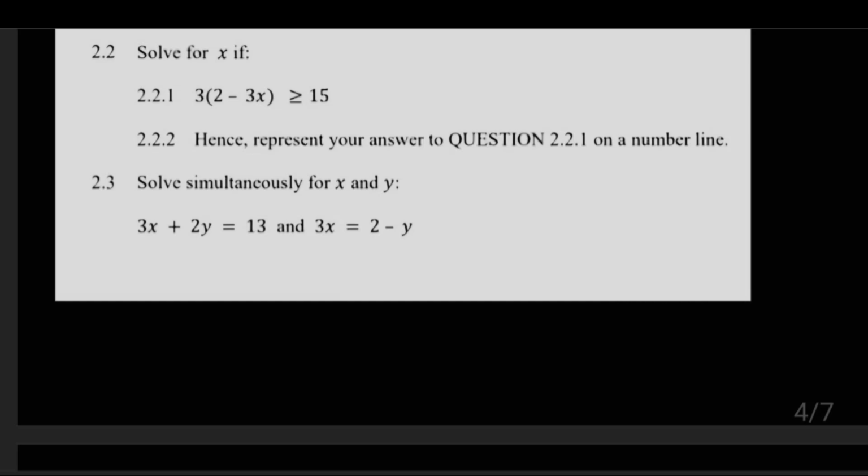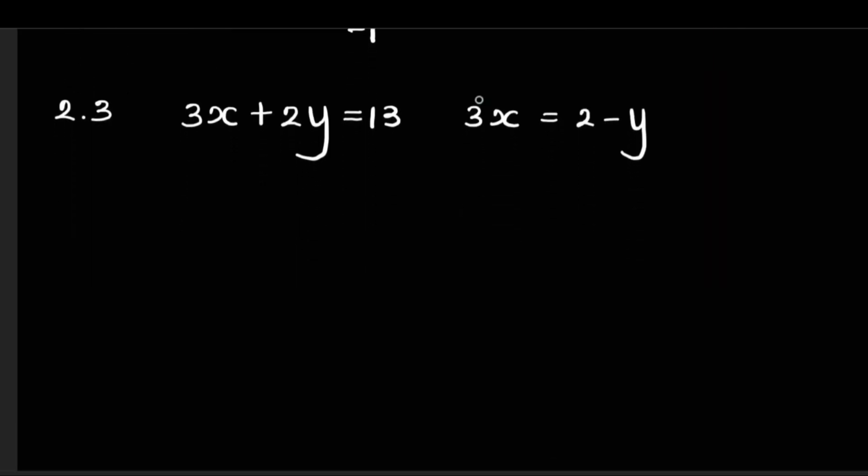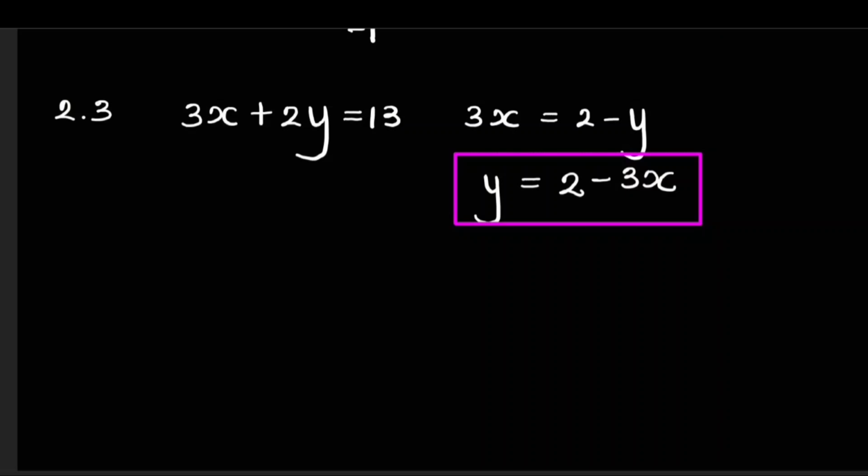And the last question we have is to solve simultaneously for x and y. So we have 3x plus 2y is equal to 13, and 3x is equal to 2 minus y. So here's what we're given, and to start off, it's actually easier to work with the second equation, because here it's a lot easier to make y the subject. So let's take y over to the left to make it positive. Let's take the 3x over to the right. So right now, we know what y is equal to. y is 2 minus 3x.